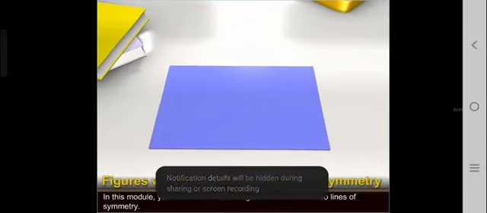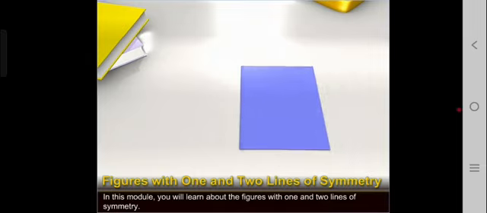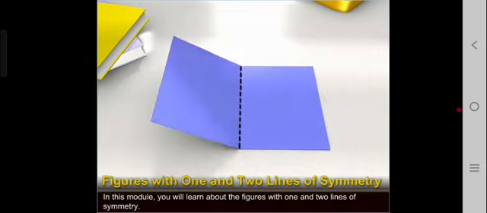and two lines of symmetry. In this module, you will learn about the figures with one and two lines of symmetry.